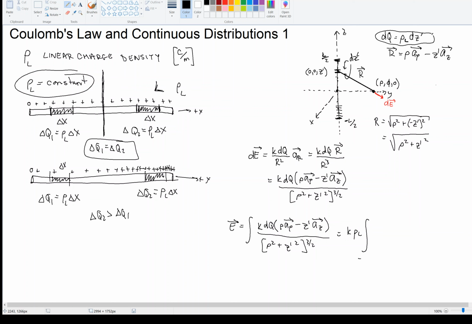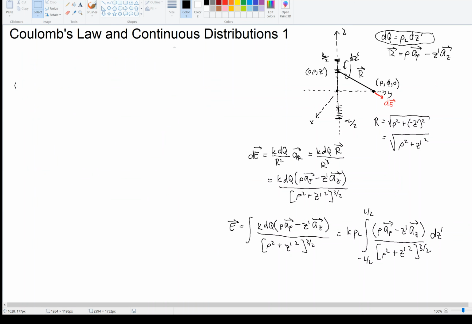Then we're going to integrate z prime. The z primes are the location of these slices. They go from minus L over 2 to positive L over 2. And we have rho a rho minus z prime az over rho squared plus z prime squared, all to the 3/2, and then we have the dz prime. Okay, now I'm going to give myself some space and erase this to the left.